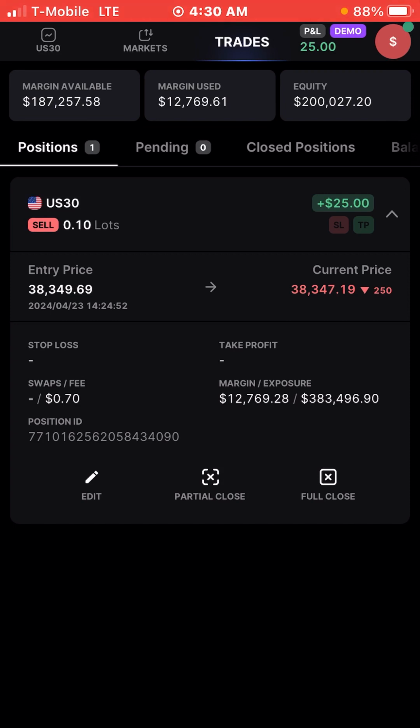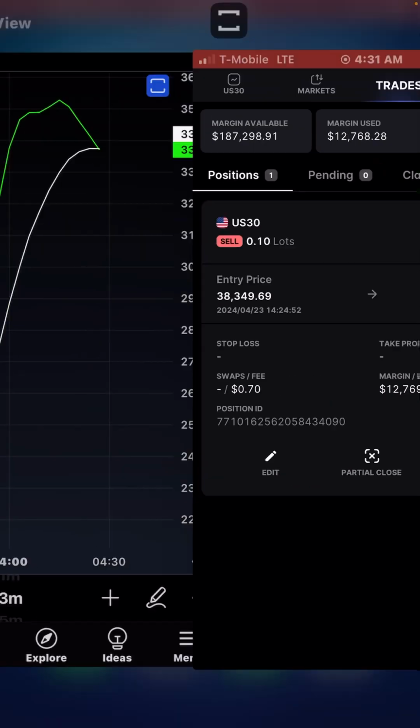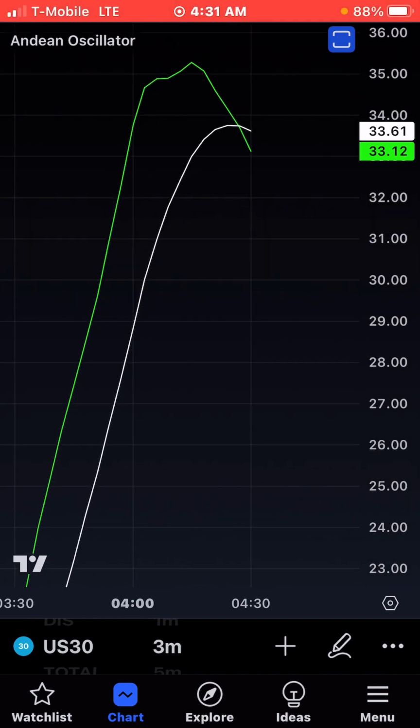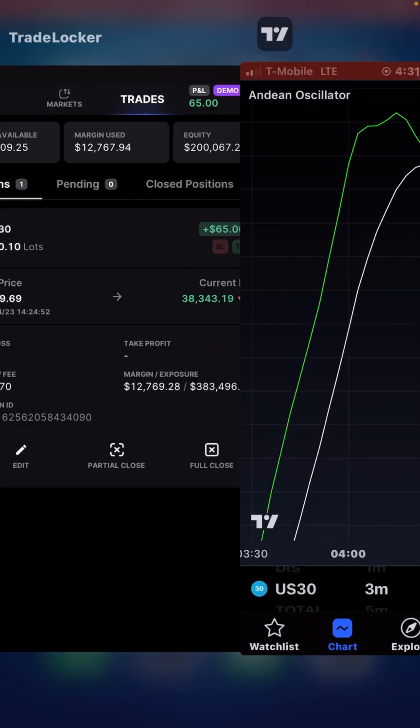It's up 25 bucks, 45 bucks, 55 bucks, 65, 35. Come on. We can do it. We can make 100. Pay attention to what the 80 oscillator is doing. Okay, so it's crossed down, so we are currently retracing, so it should give us something.